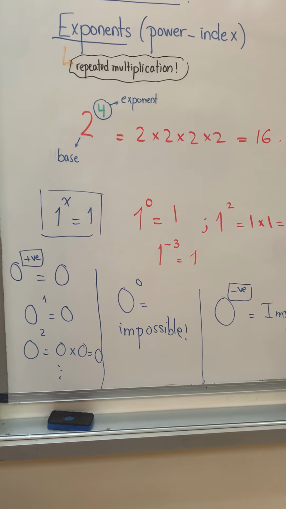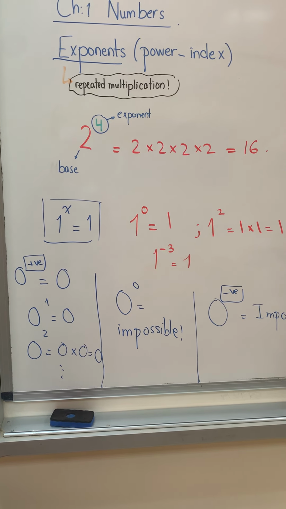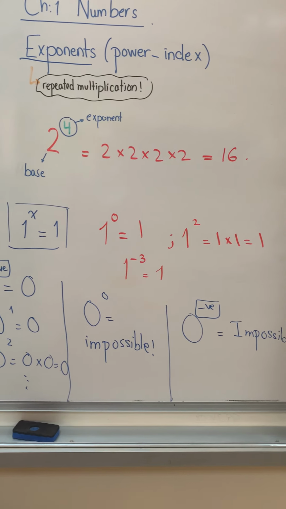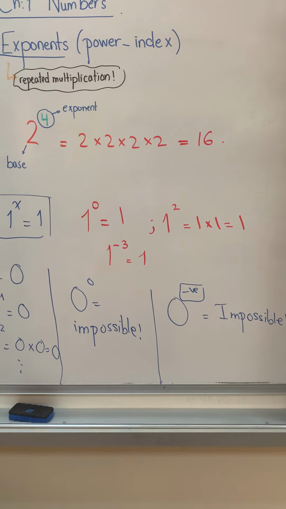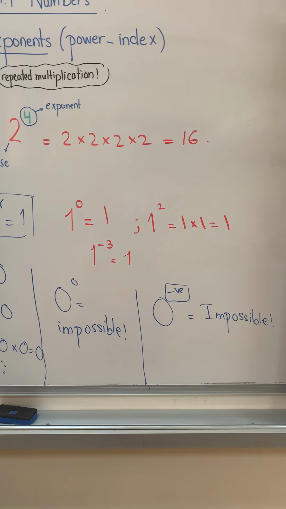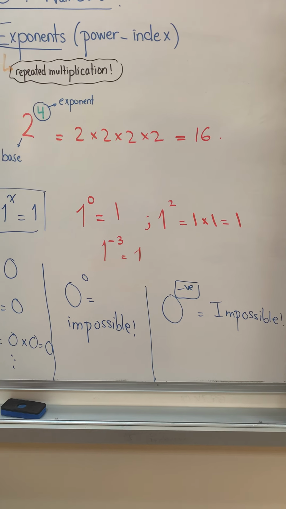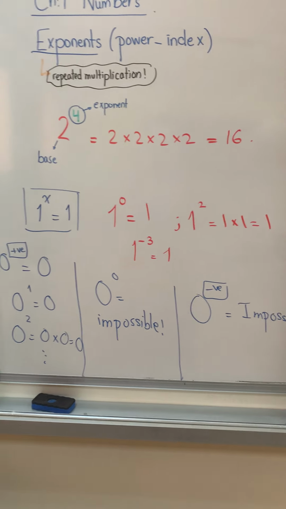Remember always that 1 raised to the power of any number is always 1. Suppose I have 1 raised to the power 0. This is equal to 1. I'll explain why later. 1 raised to the power 2 is also 1 times 1, which is 1. And 1 raised to a negative exponent is also 1. Also, I'll explain this later.